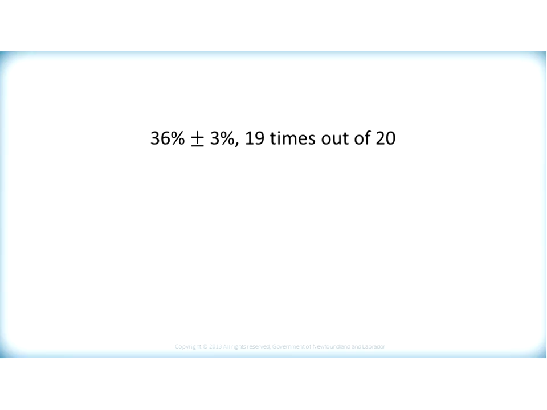Here's an example. If you've ever seen a survey provided in the news, whether on TV or in the paper, you'll often hear statements such as this: 36% plus or minus 3%, and that's given as accurate 19 times out of 20. What we're going to concentrate on for this is the 36 plus or minus 3%. The tolerance in this measurement would be 3%.